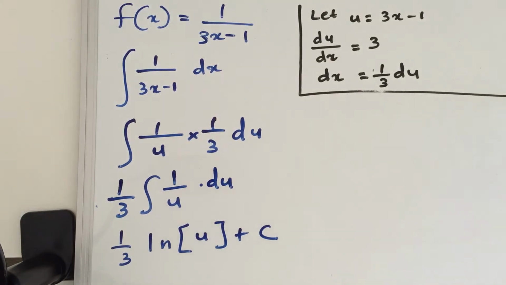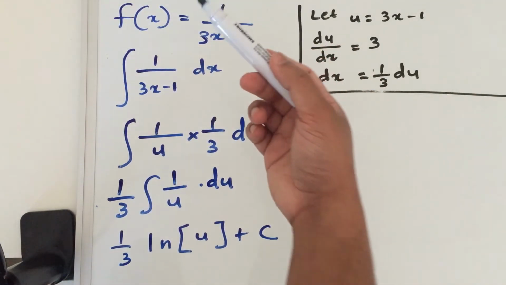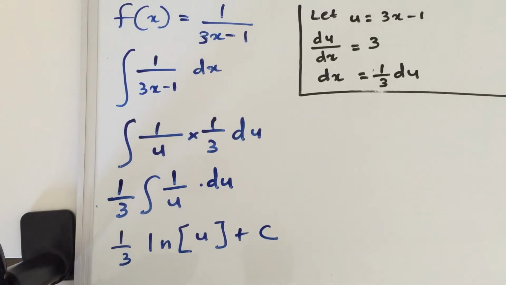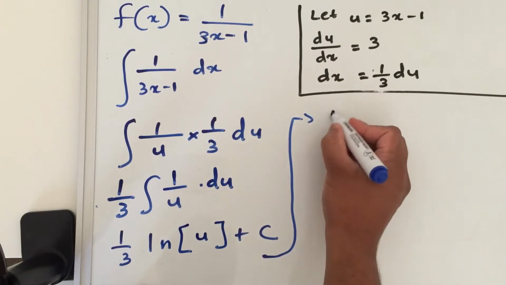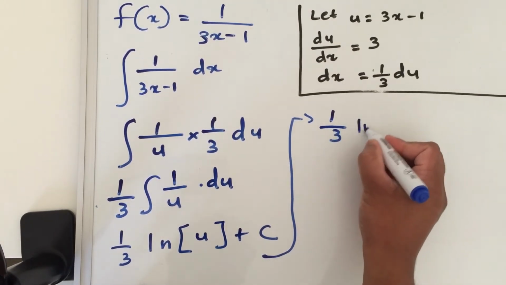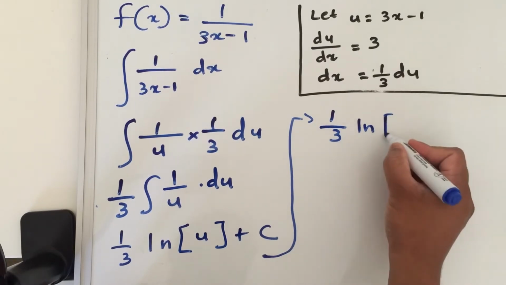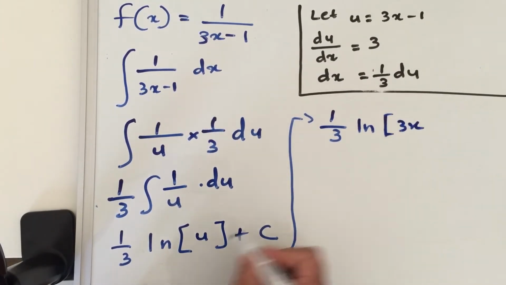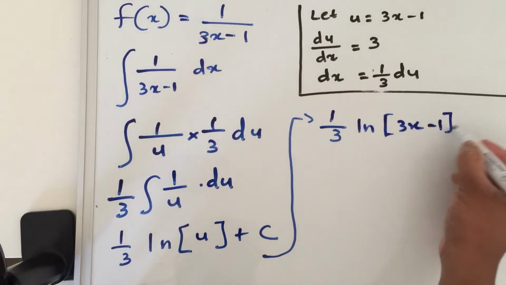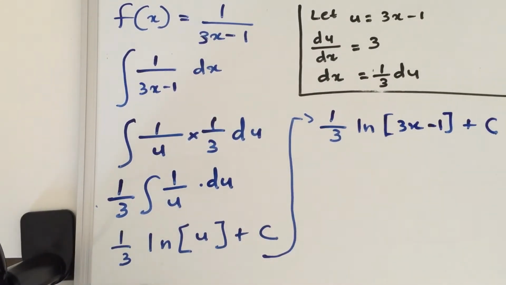We always have to keep the final answer in terms of the variables that they originally gave in the question. So we have to substitute u in terms of original variables. Let me write that down on the top. From here we're going to go here. It's going to say 1/3 ln of 3x minus 1, instead of u, plus c. So this is the answer for the second question.